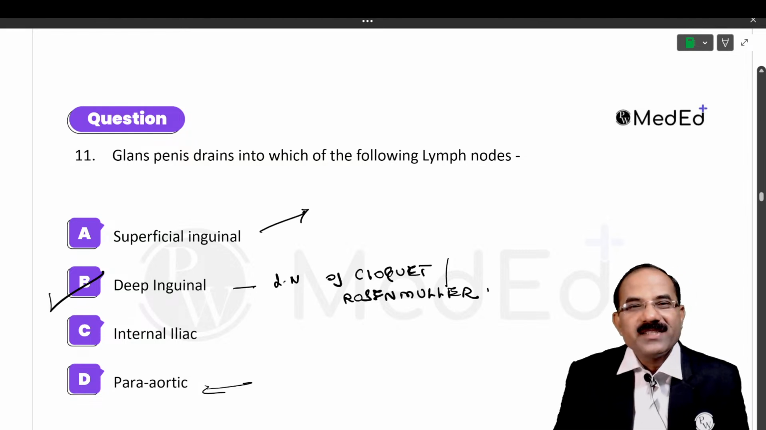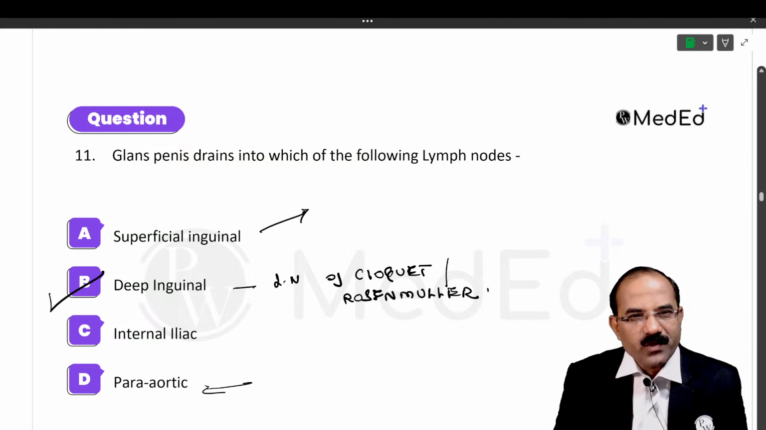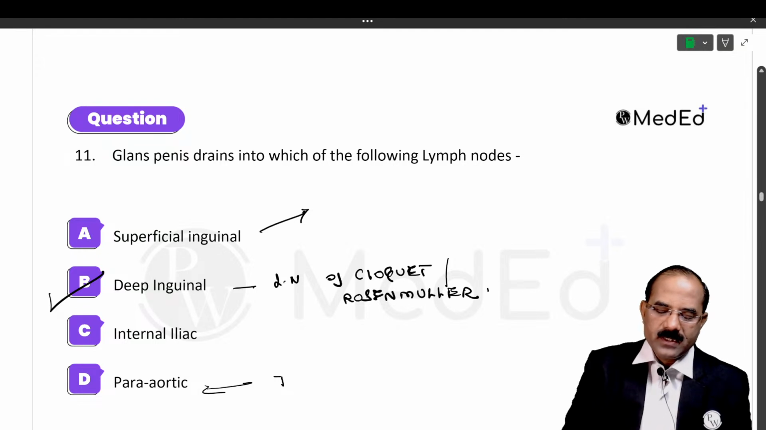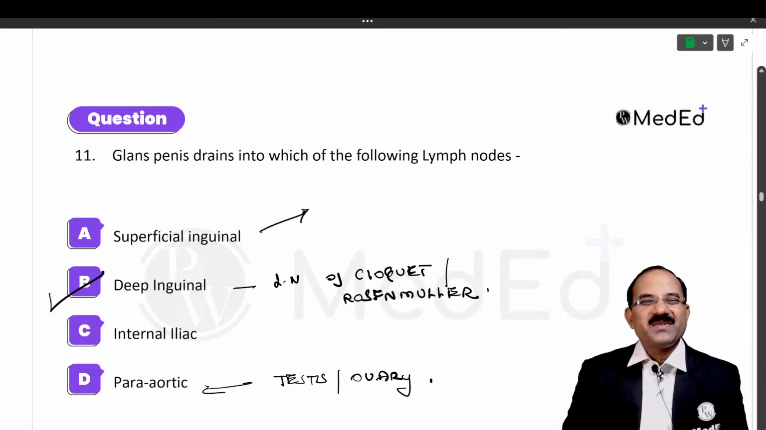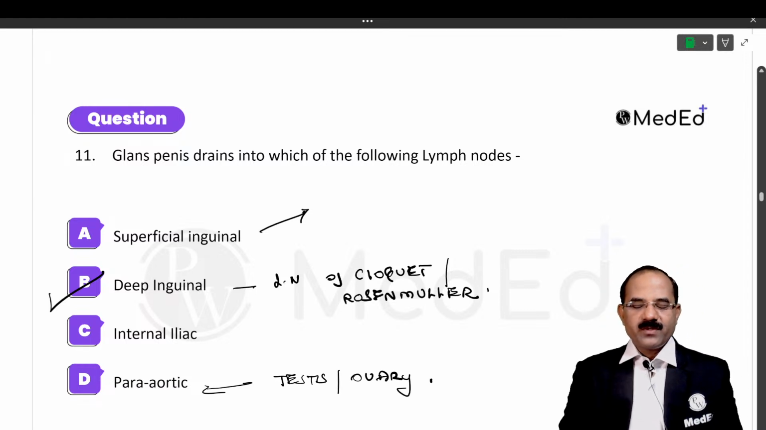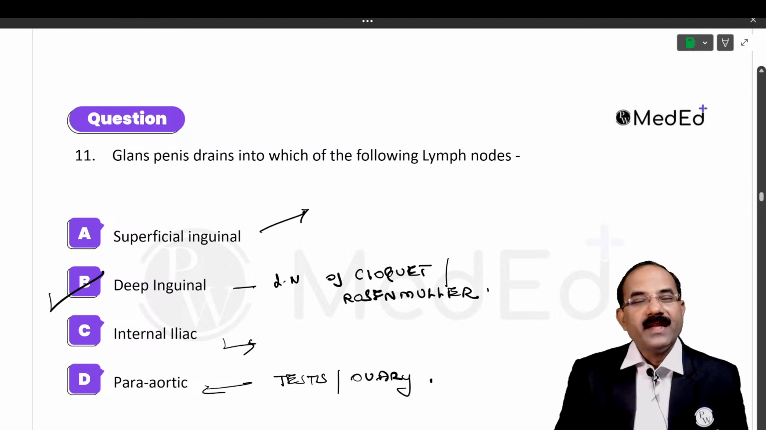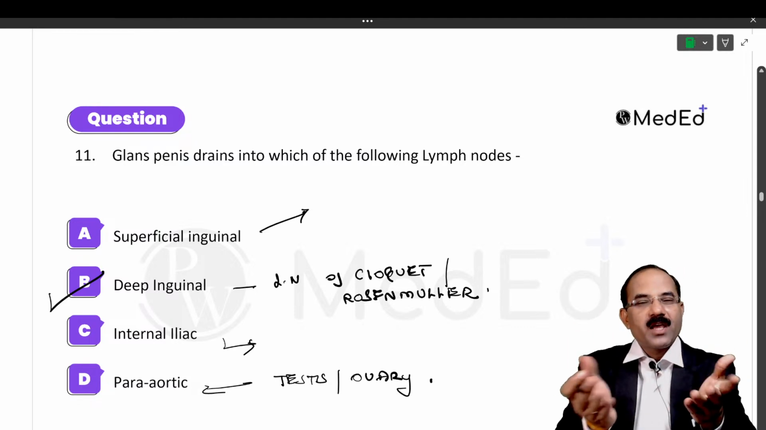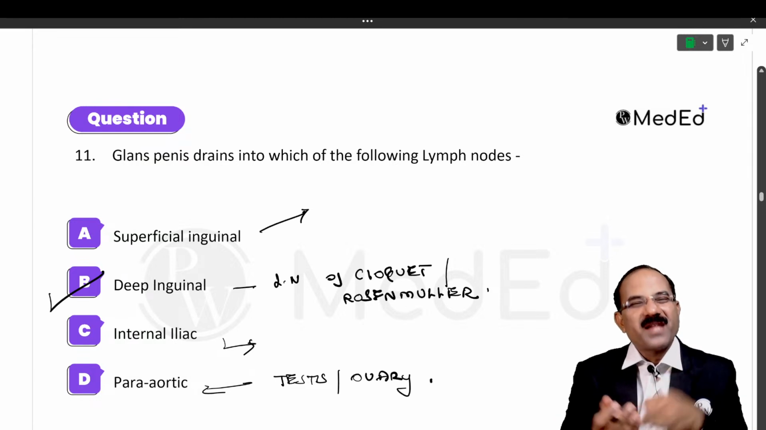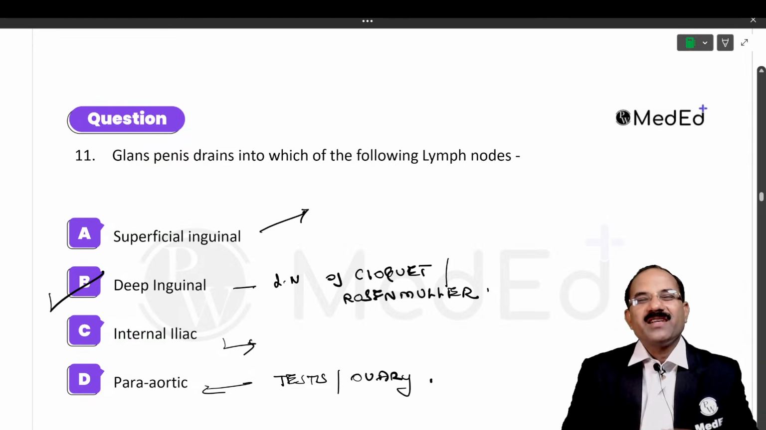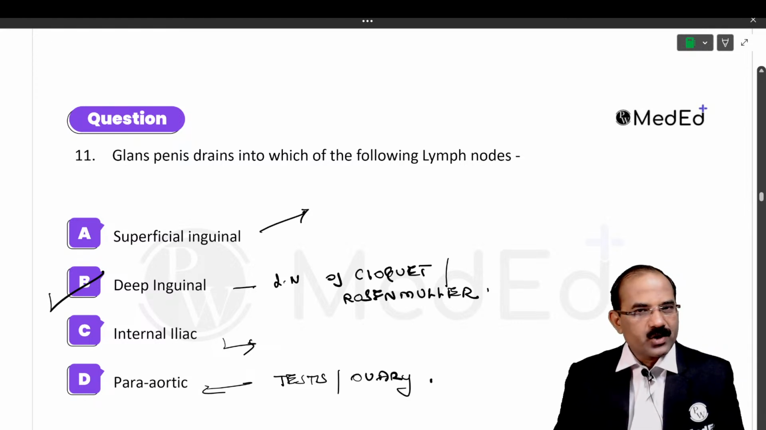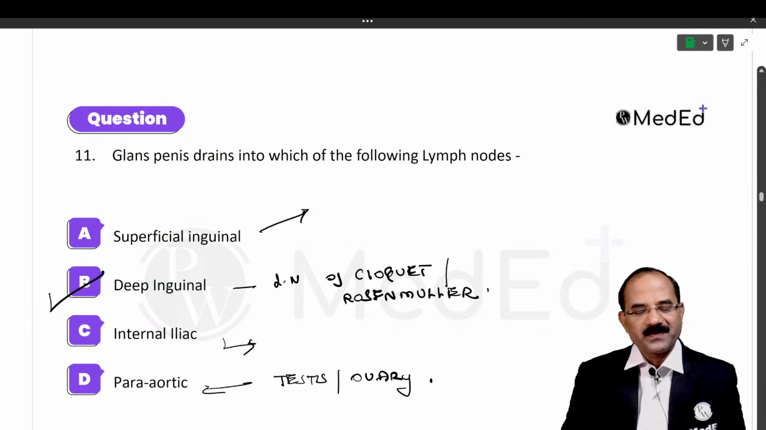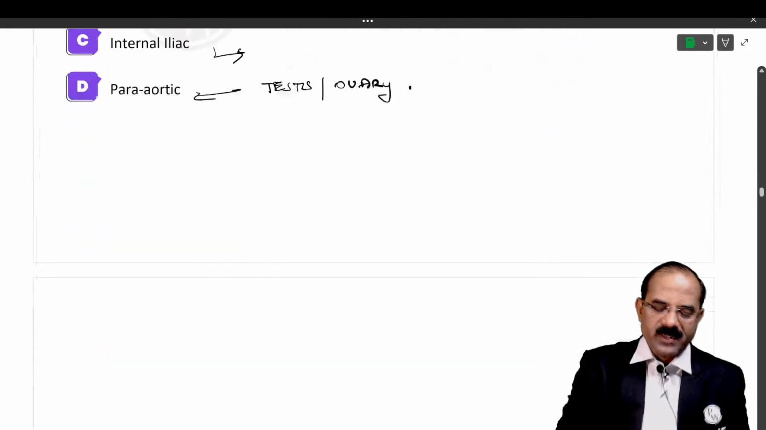Para-aortic lymph node, what drains? Children, what can you say? What do the para-aortic lymph nodes drain? That's the testis and ovary. Testis and ovary drain into the para-aortic lymph nodes. And the internal iliac lymph nodes drain the pelvic organs: the uterus, the bladder, the rectum, all drain into the internal iliac lymph nodes. Is this clear to all of you students? Very good, let us proceed.